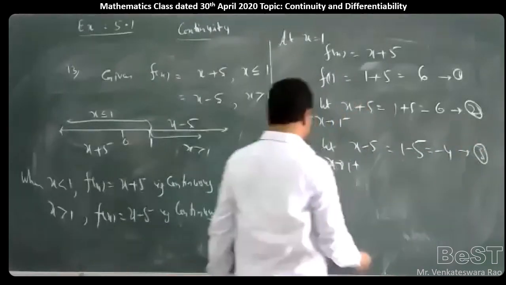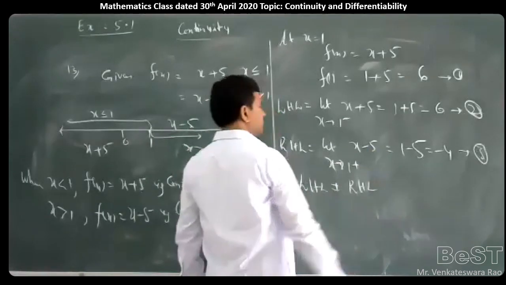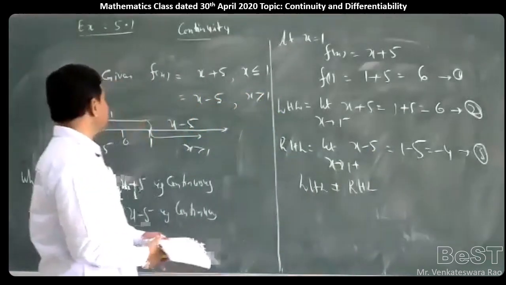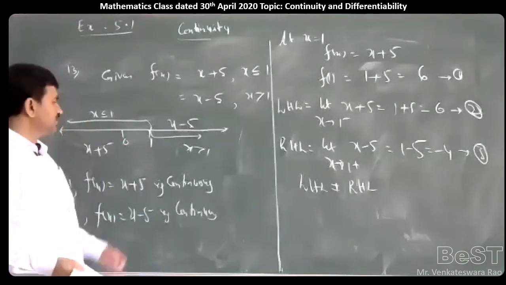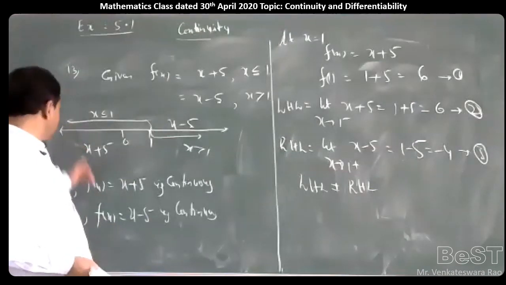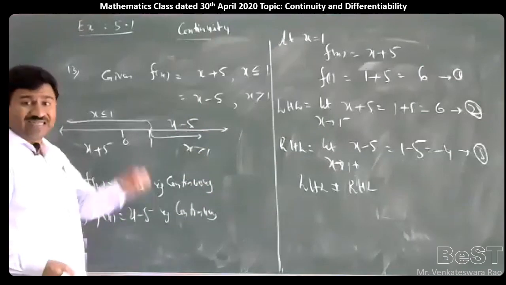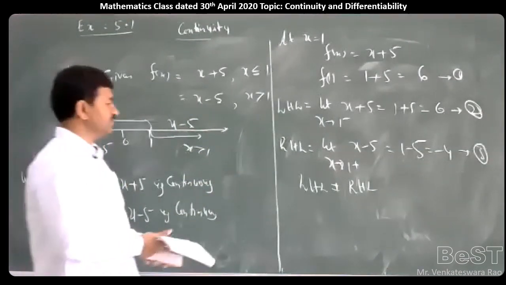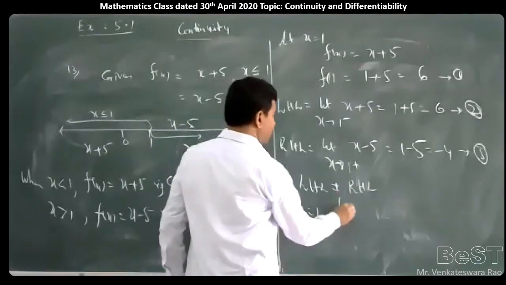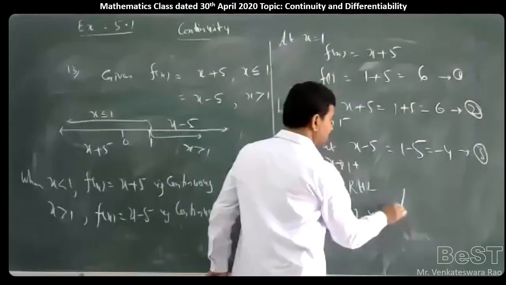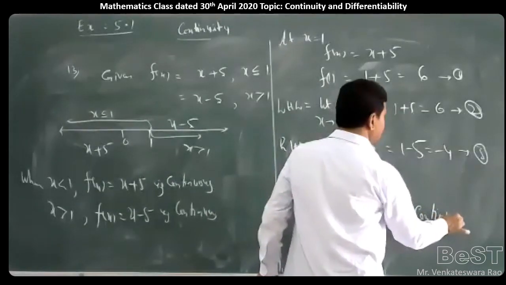What is your observation? LHL is not equal to RHL. So f of x is discontinuous at x is equal to 1. That's all. We proved that for x less than 1 it is continuous, for x greater than 1 it is continuous, but at x is equal to 1 it is discontinuous. Write that down. So at x is equal to 1, f of x is discontinuous.